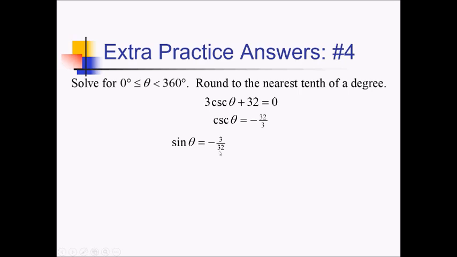And it's worth noting that this is a negative number. Since sine is the y value of your angle, if that's negative, we are below the x-axis, which means our angles are going to have to be in quadrants 3 and 4. So let's do sine inverse now of negative 3 over 32 and figure out what our starting point is.